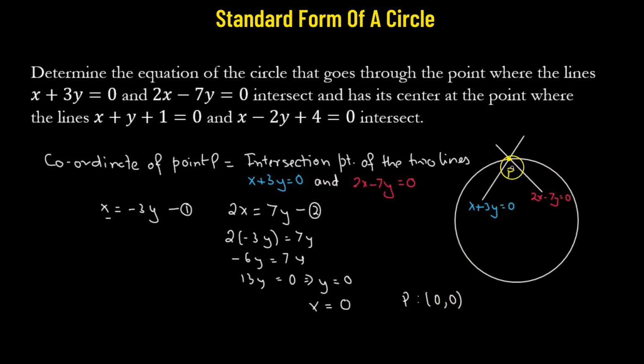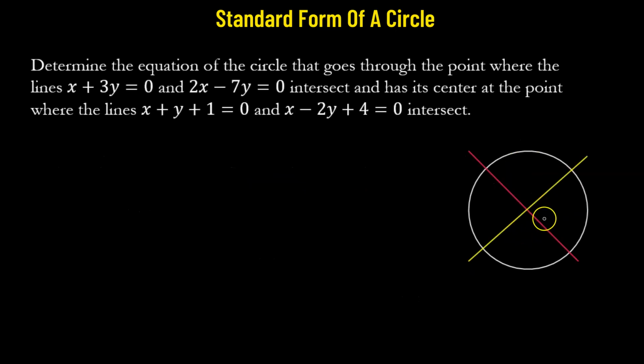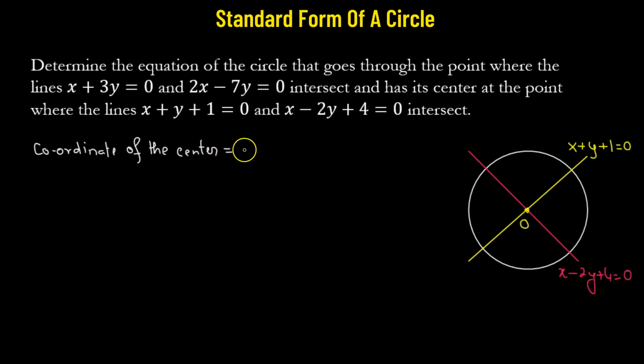Fine. Now that we have the coordinate of point P, we will try to find the coordinate of the center. So here we have the circle. Let's call the center O. We have two lines that pass through the center of the circle. Let's say one of the lines has the equation x plus y plus 1 equals 0, and the other line has an equation given by x minus 2y plus 4 equals 0. If we solve for the intersection point of these two lines, that is going to give us the coordinate of the center. So let's do that. The coordinate of the center will be equal to the intersection of the two lines.